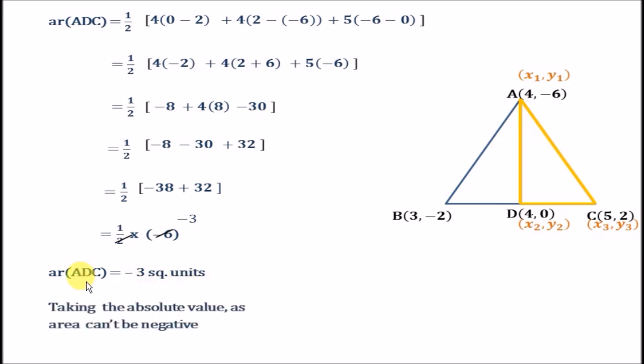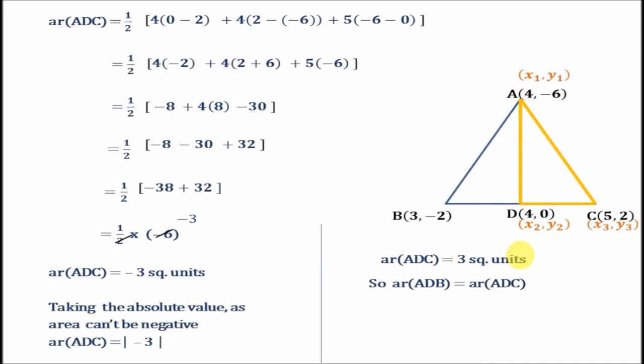But area cannot be a negative quantity. So we have to take the absolute value, as area can't be negative. Area of ADC equals mod of -3. So we'll consider only the absolute value. Hence area of ADC equals 3 square units, and area of ADB was also 3 square units. So area of ADB equals area of ADC. So the assertion is proved that median of a triangle divides it into two triangles of equal areas. So this question is also done.